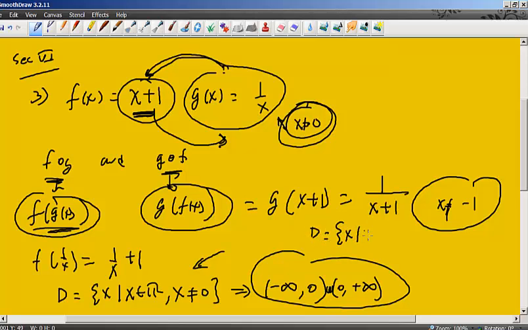Okay, so again, we can write the domain of this in two different ways. Set of x's such that x is an element of all reals and x is not equal to negative 1. Or you can write this in interval notation. Same thing. So you're going to go from negative infinity to negative 1, union negative 1 to positive infinity.